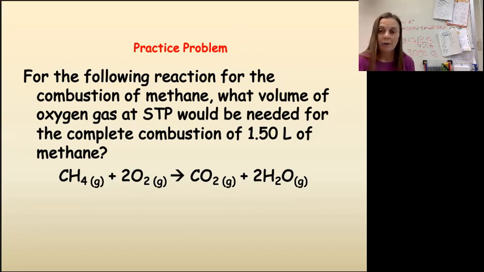So we don't have to convert from liters to moles and moles to moles and moles to liters, because at the same pressure and temperature, the volumes are directly proportional to the moles. And so we can use molar ratios as volume ratios.